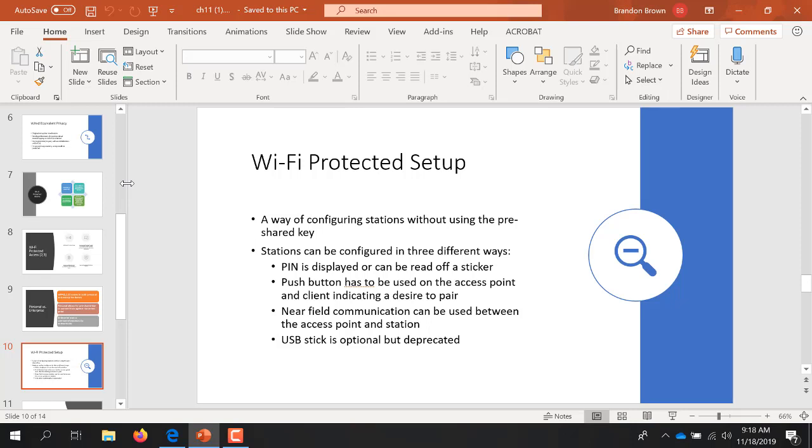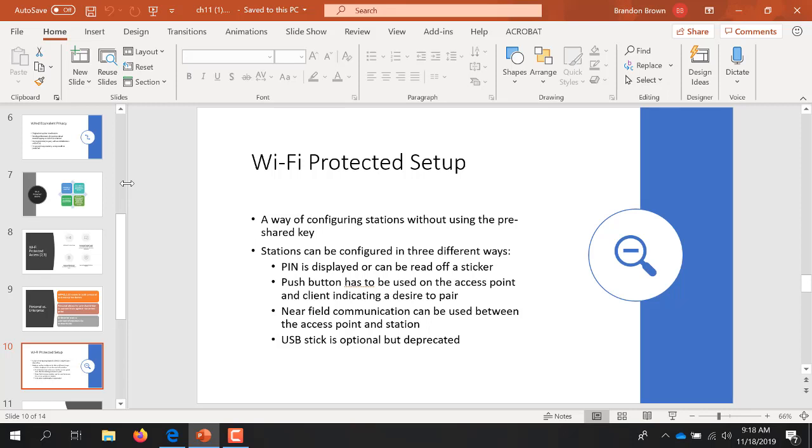It's a way of configuring stations without using a pre-shared key, but it uses an 8-to-10 digit PIN, which is numeric only, which is highly malleable and easy to crack. The stations can be configured in three different ways. With that PIN, a push button, which sets up a PIN for you and lets you pair to it, which anybody can sniff because it's done in the clear.